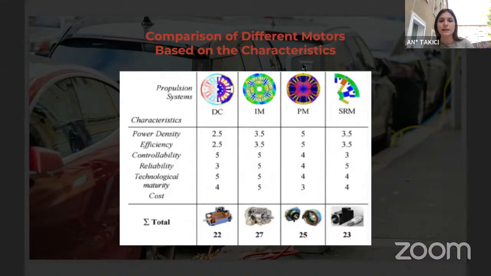And as you can see, a permanent magnet motor has the highest power density, and it means the permanent magnet is the most powerful motor of the others. And the efficiency of the permanent magnet motor is really high, but direct current and SRM efficiency is so low, and efficiency is really important for electric motors.